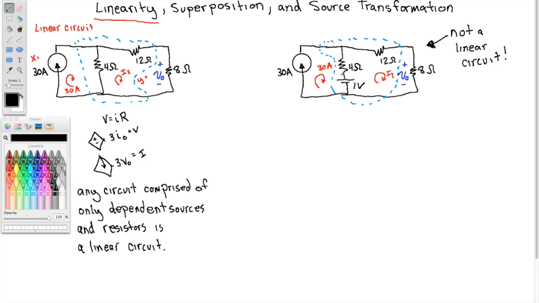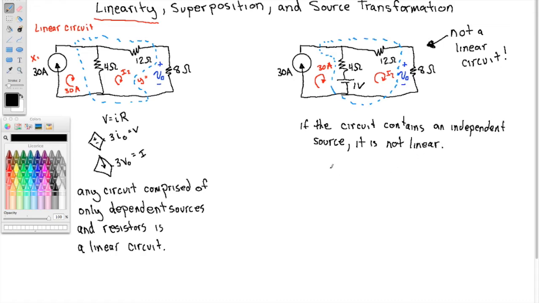Now over here, this box has an independent voltage source, and so you saw the trouble that brought with it. It was because of that that our input and output did not follow a linear relationship. So here, if the circuit contains an independent source, it is not linear.